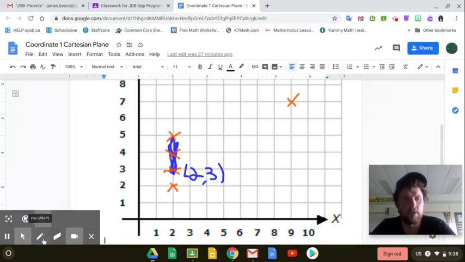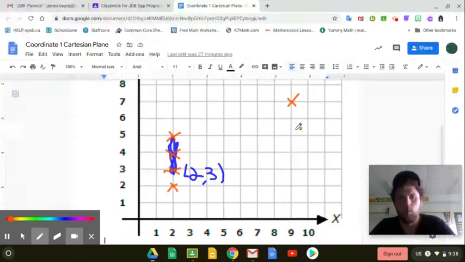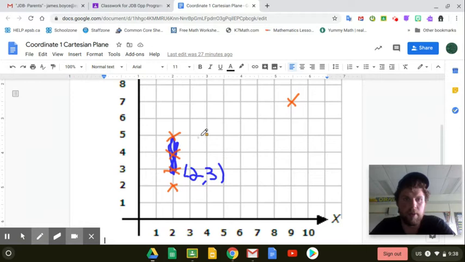Okay, let's do one more of these. How about this position here? How could we mark this? Take a second to figure out what that spot is. Well, if you guessed 4, 6, you're right. That's the position 4, 6.